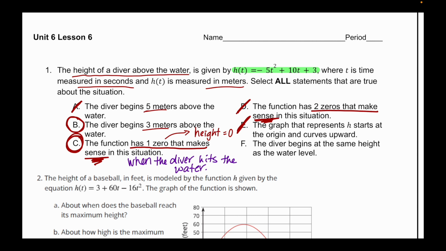And if it started at the origin, that would mean we would have 2 zeros, which we don't. And then F says that the diver begins at the same height as the water level. The water level is 0. And the diver does not begin at 0, so F does not work either. Only B and C make sense for this one.